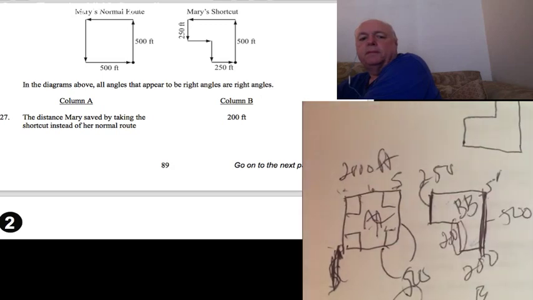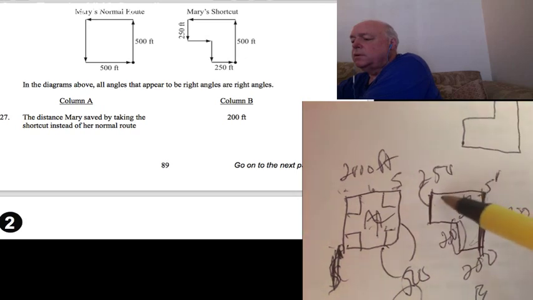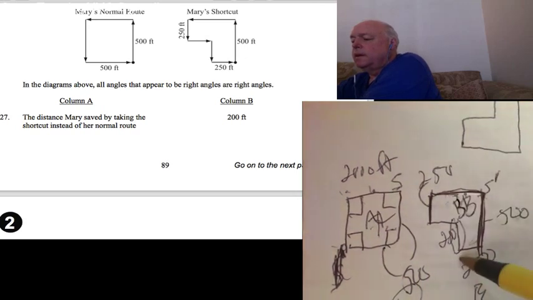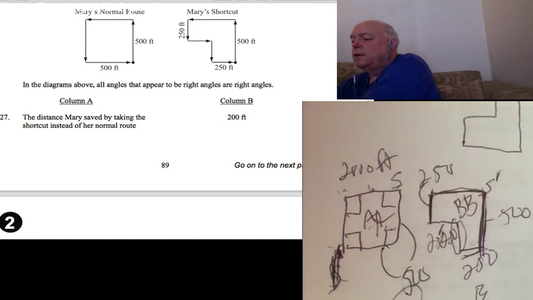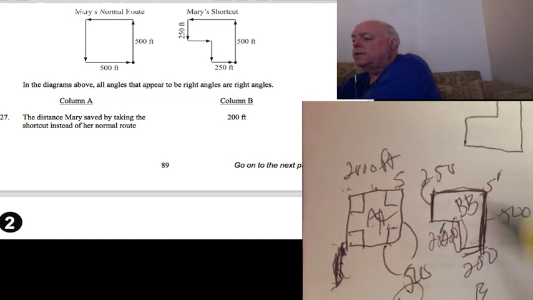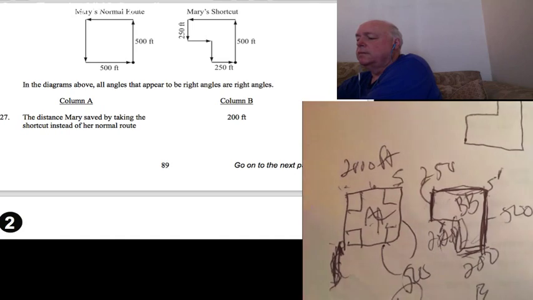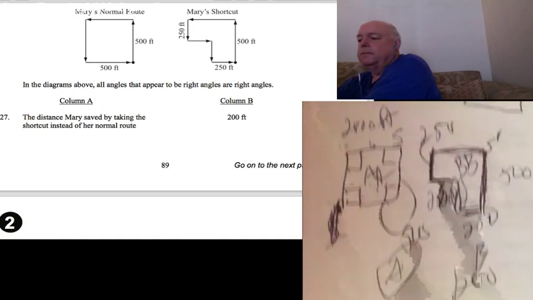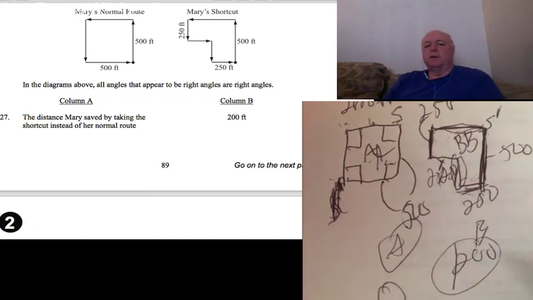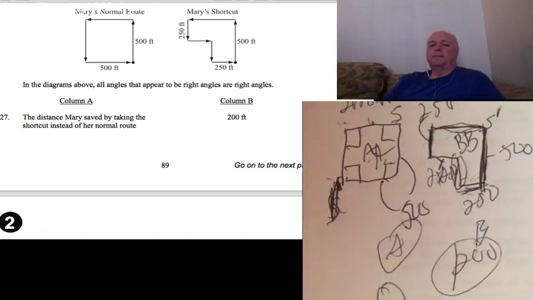Okay? The same way we know this is 500 and this is 250. So this must also be 250. The problem is we do 500, 500, 250 and 250 is 500, and 250 and 250 is still 500. So she saves nothing. She saves nothing. So 200 wins here. Okay, because it turns out both perimeters are the same amount. Right, so she thinks it's a shortcut, but it's actually not.